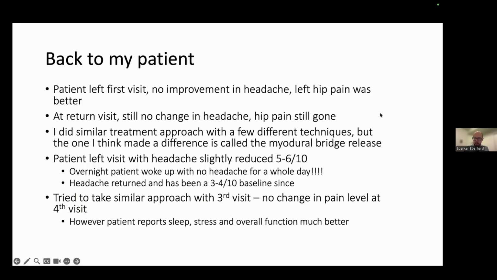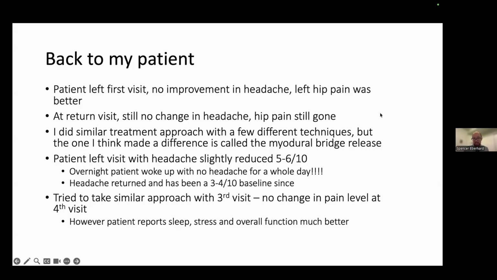And when I asked her how things went at the next visit, she said that the first day, after she slept, she woke up and had no headache for a whole day, and this was like a miracle for her. It's like, wow. But then she said after that, it returned, but the baseline pain was so much better, at a 3 or 4 out of 10. And she was like, "This is amazing." She wanted to continue. She really wanted to work with that.